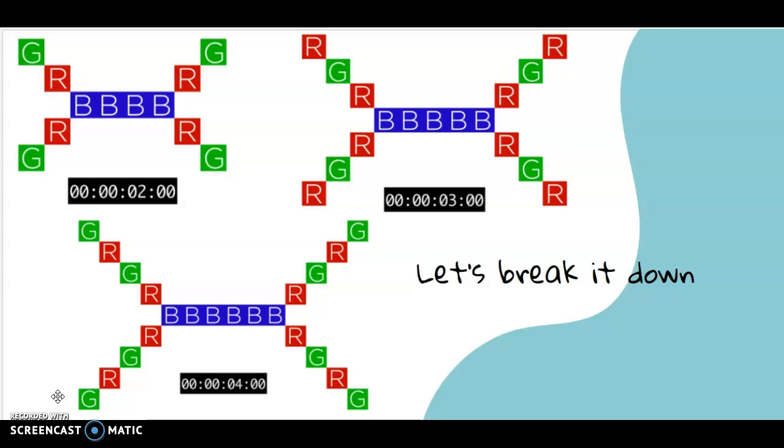How about for 4 seconds? I'll give you a few seconds to see what the pattern's going to be and how we can see what officially it's changing by. Is it changing by second? Is it changing constantly? So take a few seconds, pause the video, and see what you notice between all 3 of these differences.